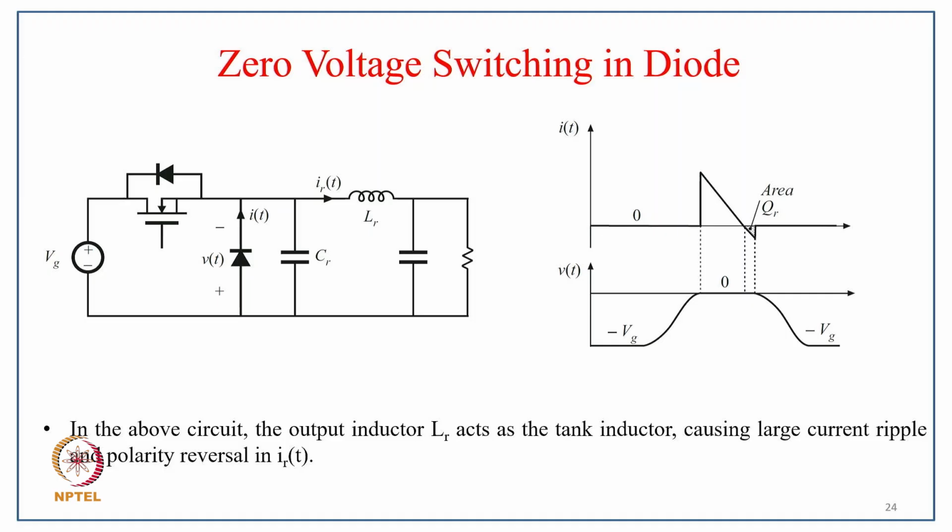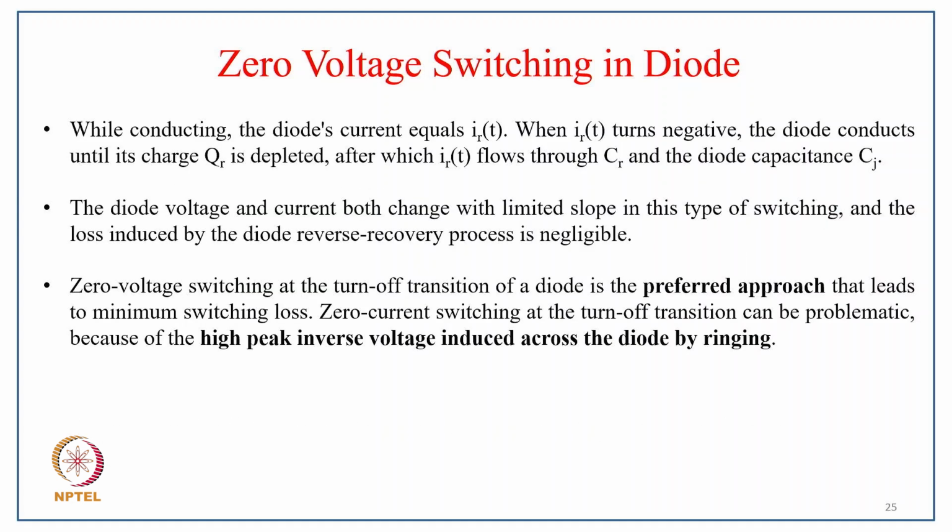So in the above circuit, the output inductor LR acts as a tank inductor, causing a large current ripple and polarity reversal in IR. Now while conducting, the diode current equals IR. When IR turns negative, the diode conducts until its charge QR is depleted, after which IR flows through CR and the diode capacitance CJ. The diode voltage and current both change with a limited slope in this type of switching, and the loss induced by the diode recovery process is negligible.